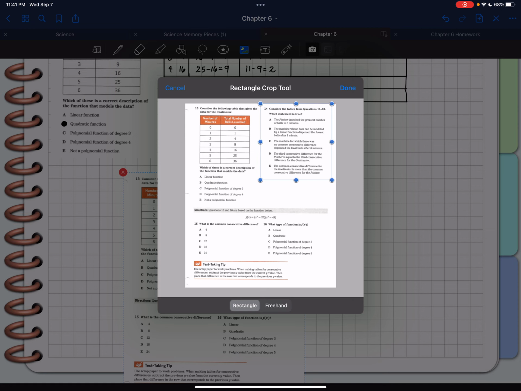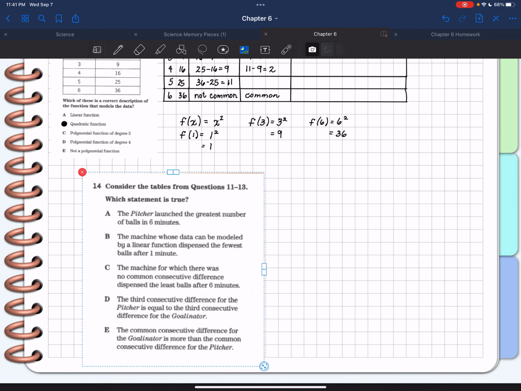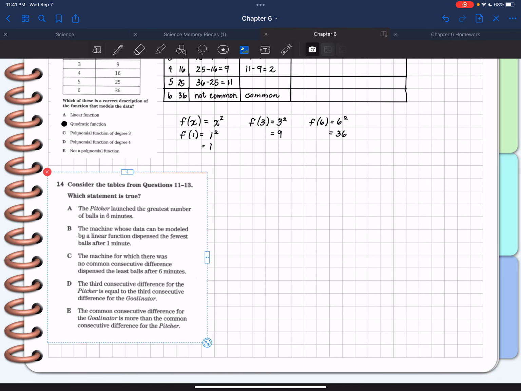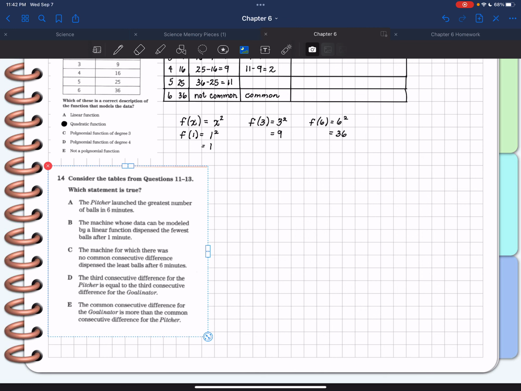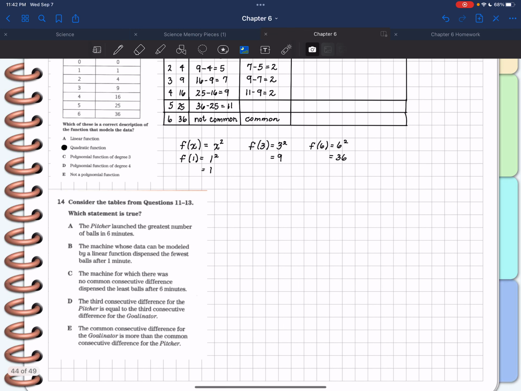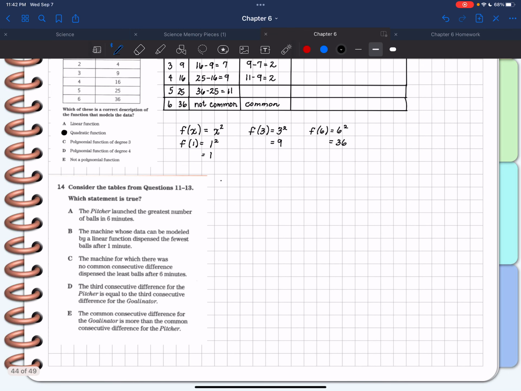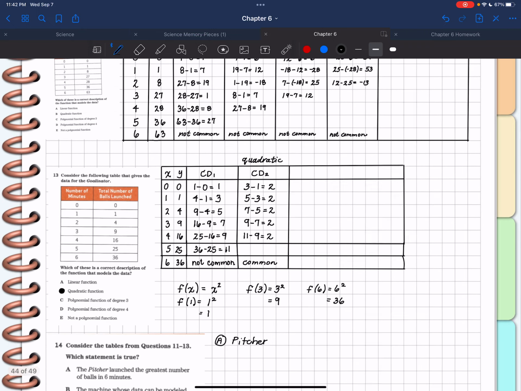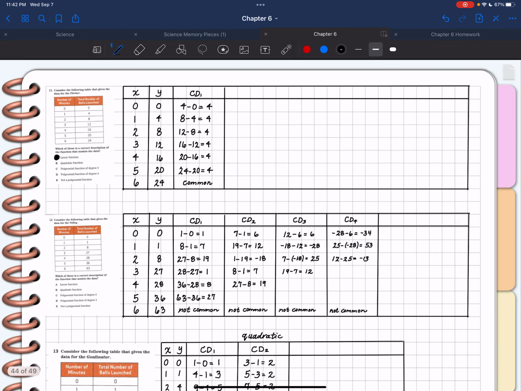I still would rather have a story problem any day than a non-story problem. Consider the tables from 11 to 13. Which statement is true? A, the pitcher launched the greatest number of balls in 6 minutes. Well, let's do it this way. So here's A. The pitcher was the second one, wasn't it, that we did? No, it was the first one.